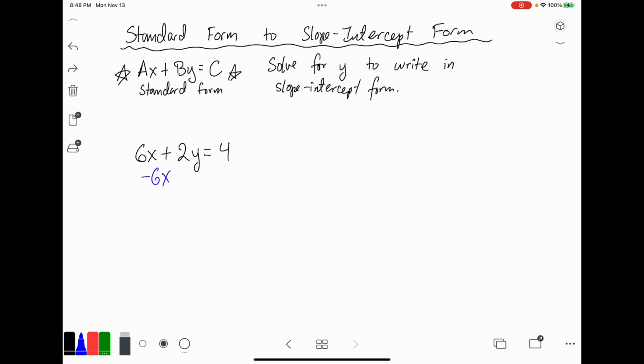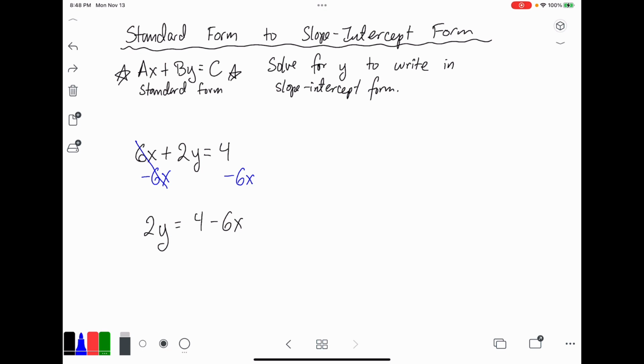So we'll subtract 6x. That allows us to cancel the 6x on the left. But of course, to balance the equation, we have to subtract 6x on the right side. So now we're left with 2y equals 4 minus 6x. Notice I can't combine those numbers, 4 and 6x, because they're not like terms.